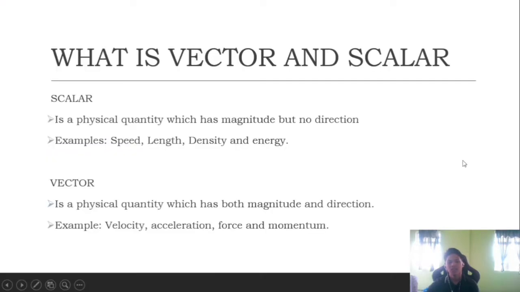First, what is vector and scalar? Scalar is a physical quantity which has magnitude but no direction. Examples are speed, length, density and energy. And then vector. Vector is a physical quantity which has both magnitude and direction. Examples are velocity, acceleration, force and momentum.